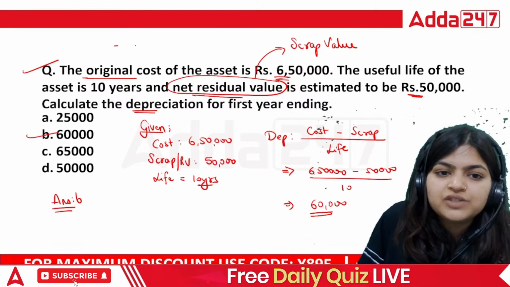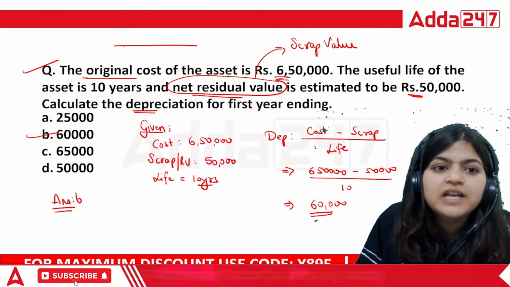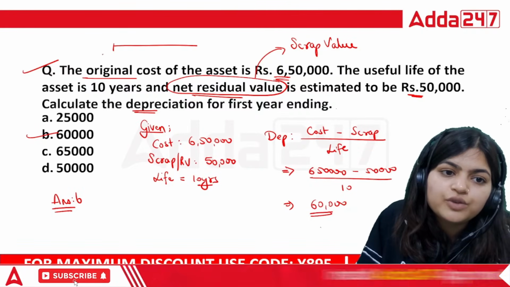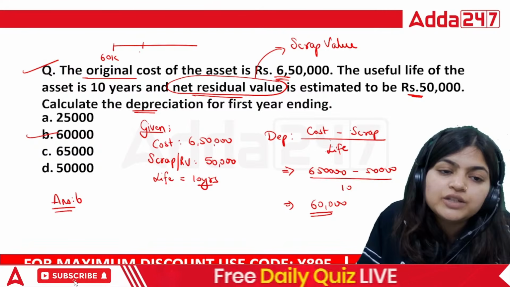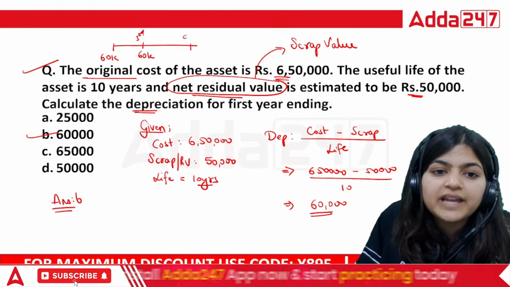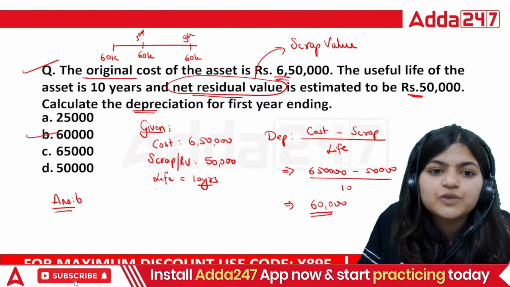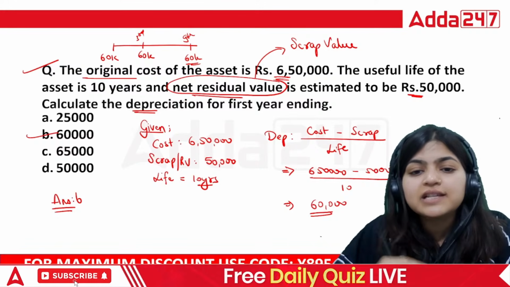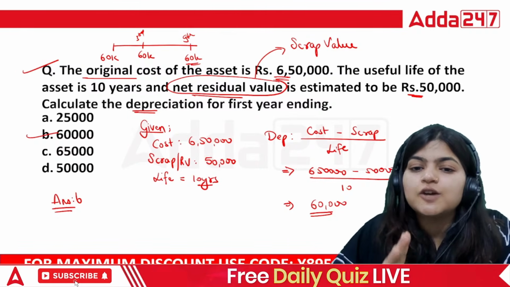See, when you draw one straight line with the help of a scale, can you see there any fluctuations? No. In your first year also, if you're charging 60,000, in your, let's say, third year also, you will be charging 60,000. In your ninth year also, you will be charging 60,000. Means up to the 10 years, you will be charging 60,000 only.